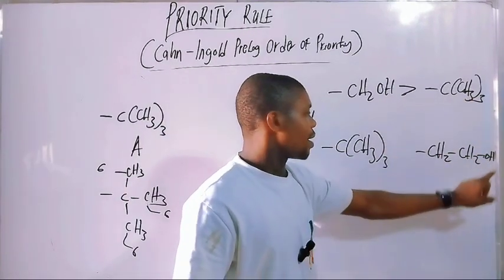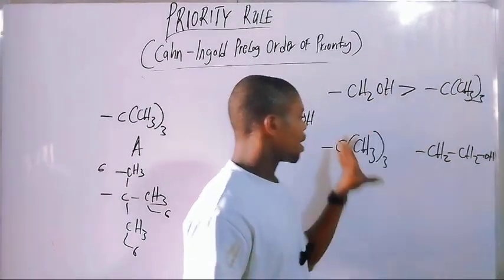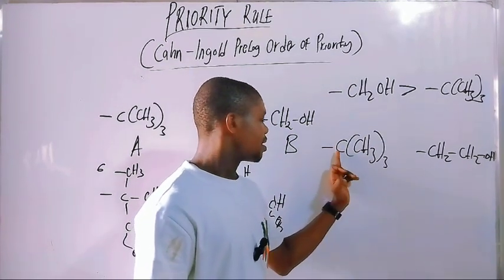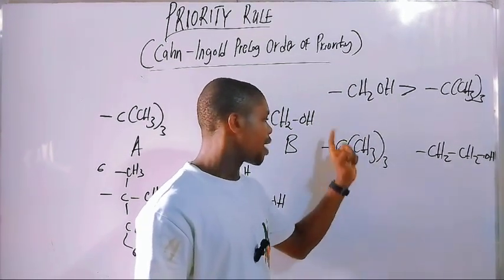Understand that these two are not the same. Yeah, this one and this one are not the same. Now, what is the difference between this one and this one here? Here we can see that this carbon has three methyl groups, with three carbons.